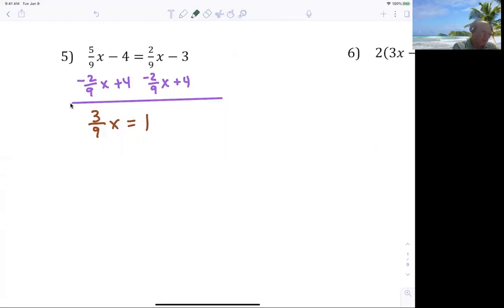Now what everybody should be saying is, well, 3/9 can reduce. You should always reduce fractions. So 1/3 x equals 1. Multiply both sides by the reciprocal. All right. So now x equals 3.